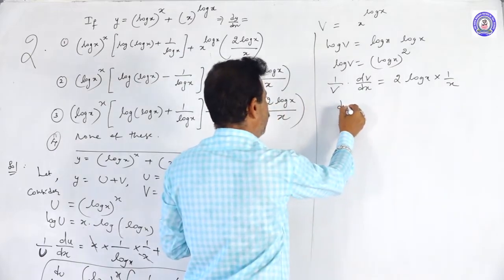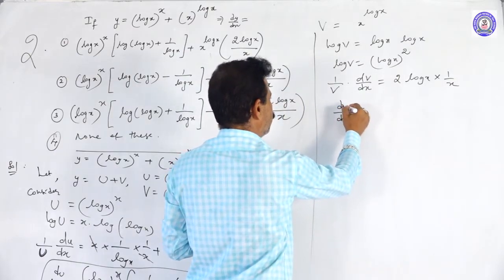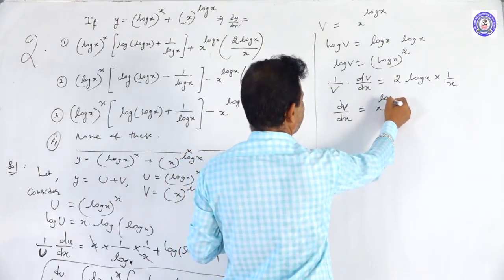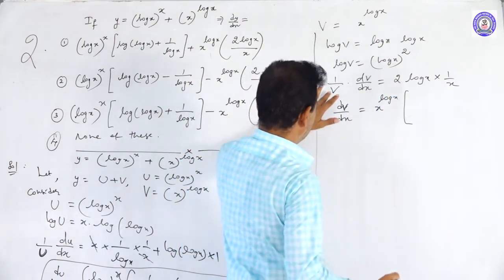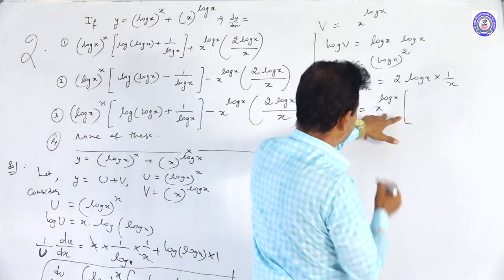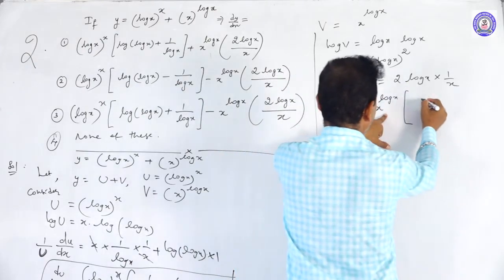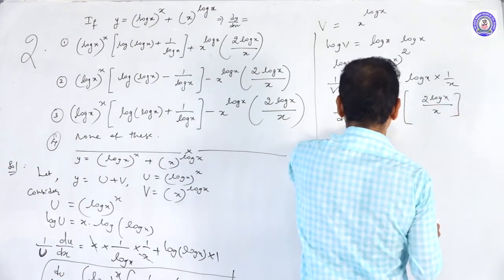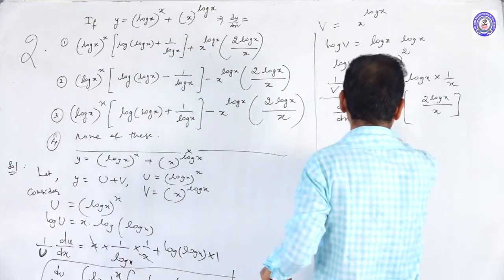Next, dv by dx is equal to this v outside. What is the v? x power of log x. Close. This term here v, v is nothing but x power of log x. So here 2 log x by x. This is the dv by dx, second term differentiation.